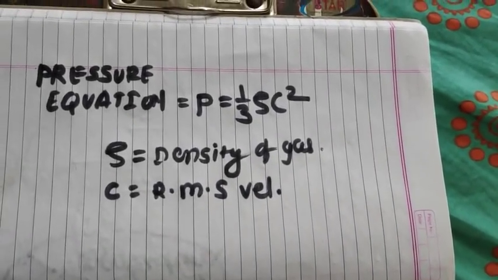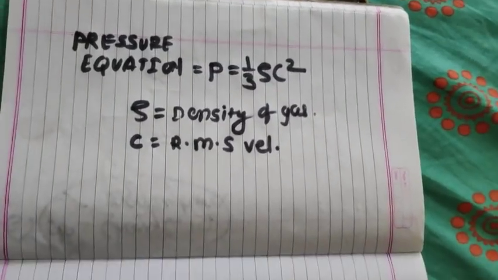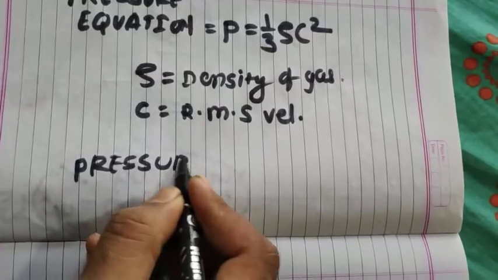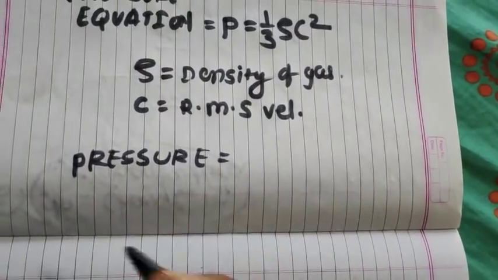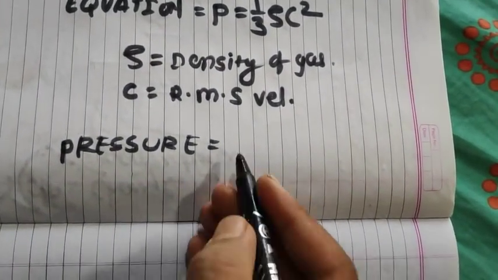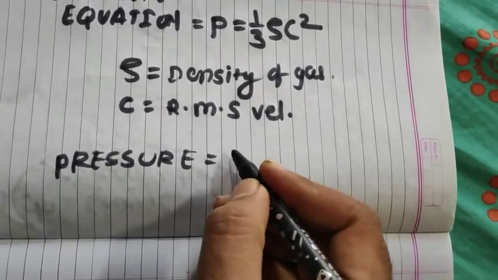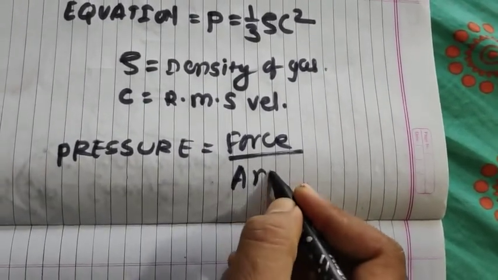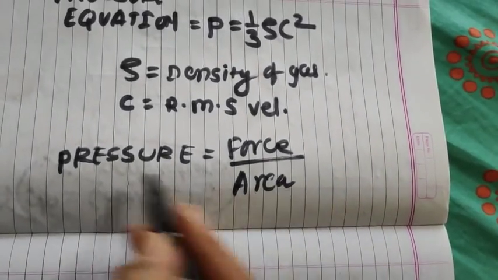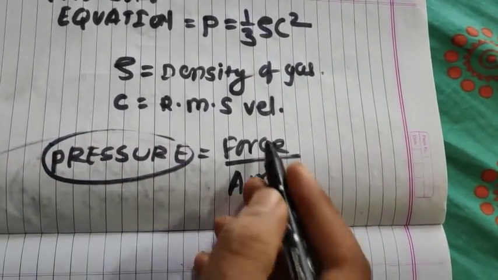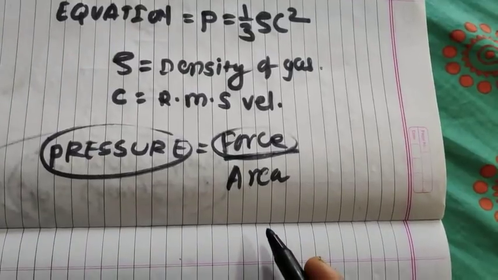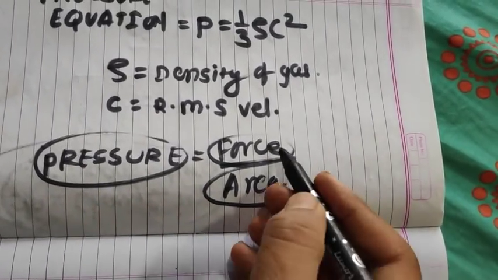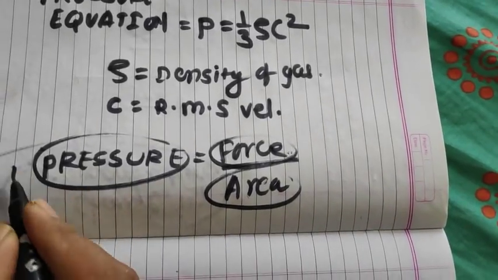Now children, to get pressure, let us start from our concept. What is pressure? Ask this question to yourself and you are sure that pressure is force per unit area. So children, if you want to get pressure, you should know the force. You should know the area. Area will be got by length into breadth.